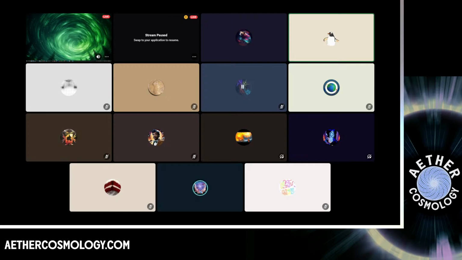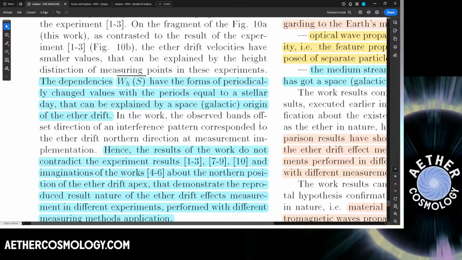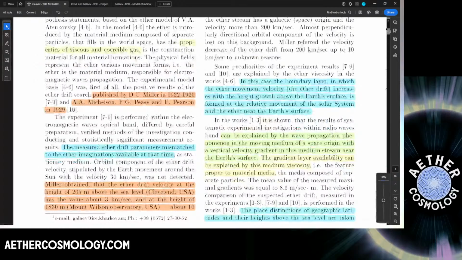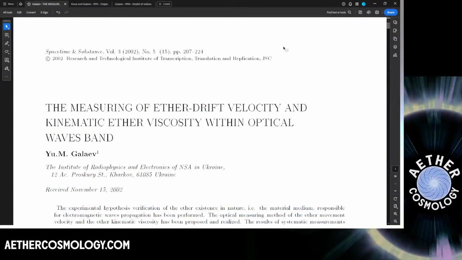Just to be clear, in case you just tuned in, I'm going to have to patch some stuff together, but this was the measuring of ether drift velocity and kinematic ether viscosity within optical waves band by Galaev from the Institute of Radio Physics and Electronics of the NAS in Ukraine. Received on November 15th, 2002.